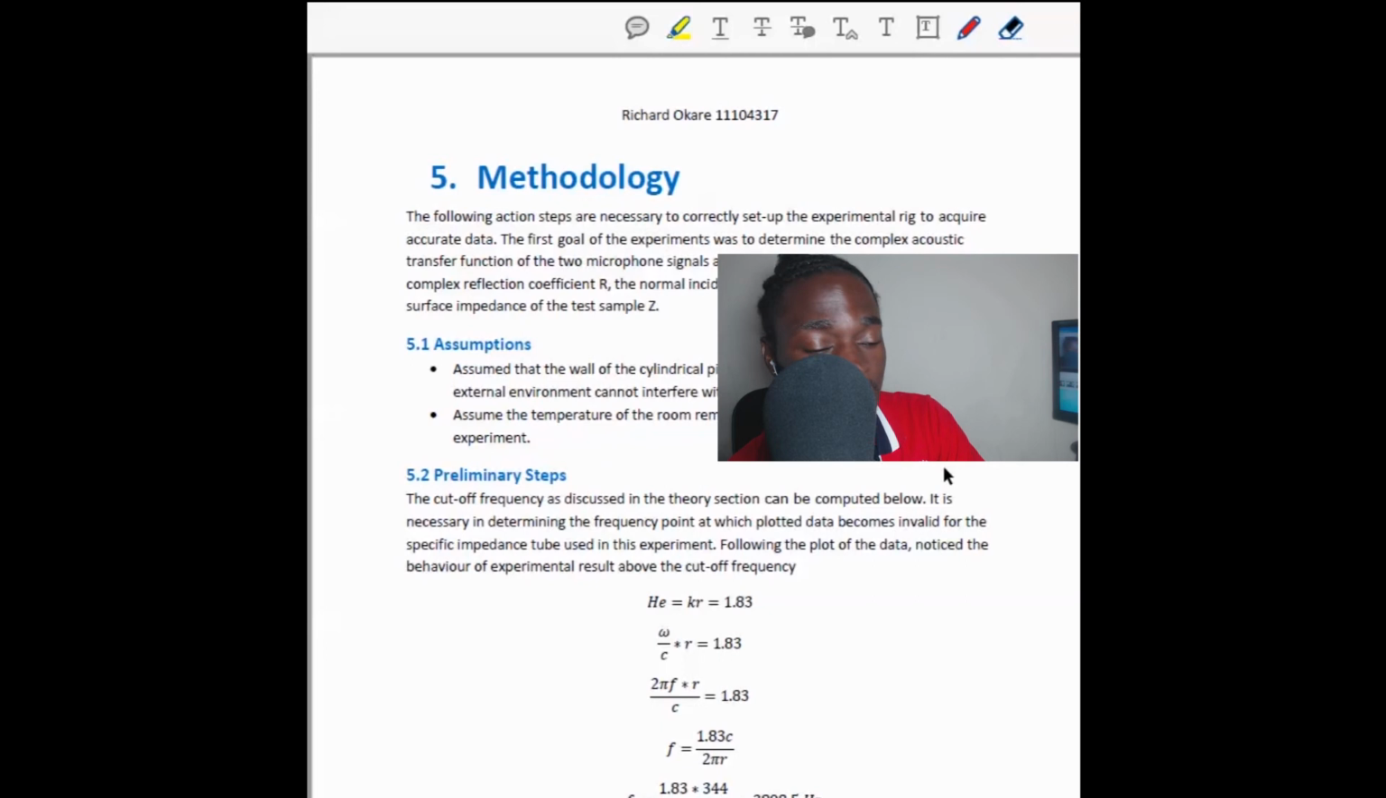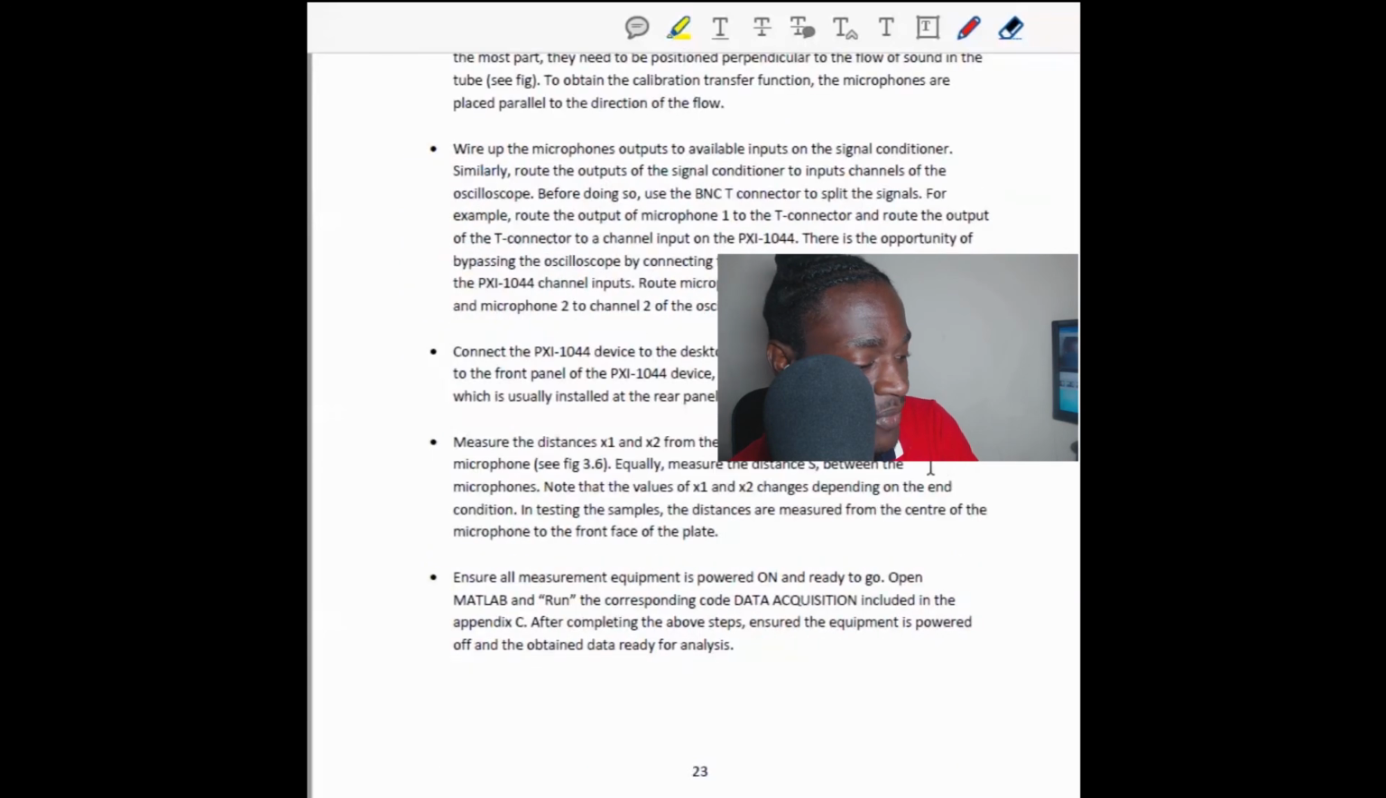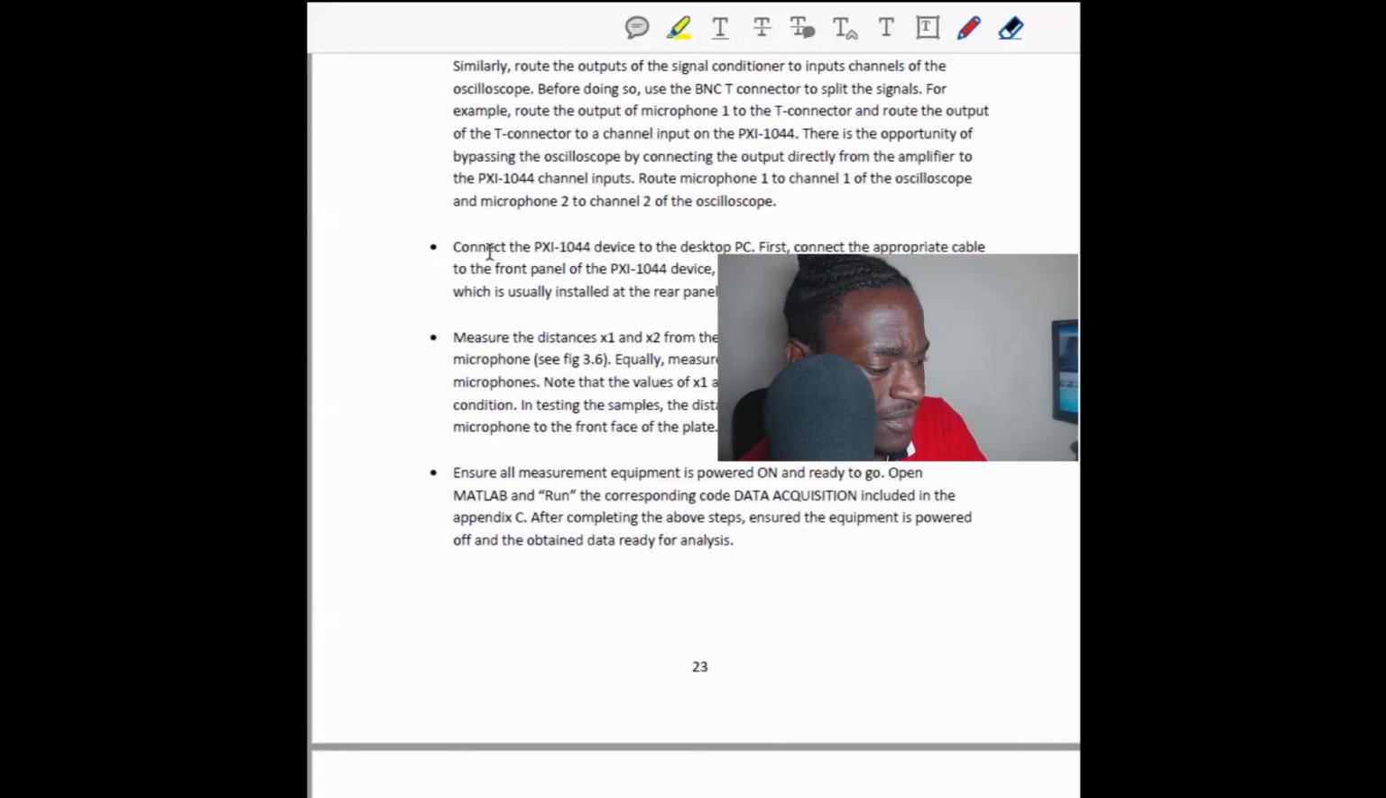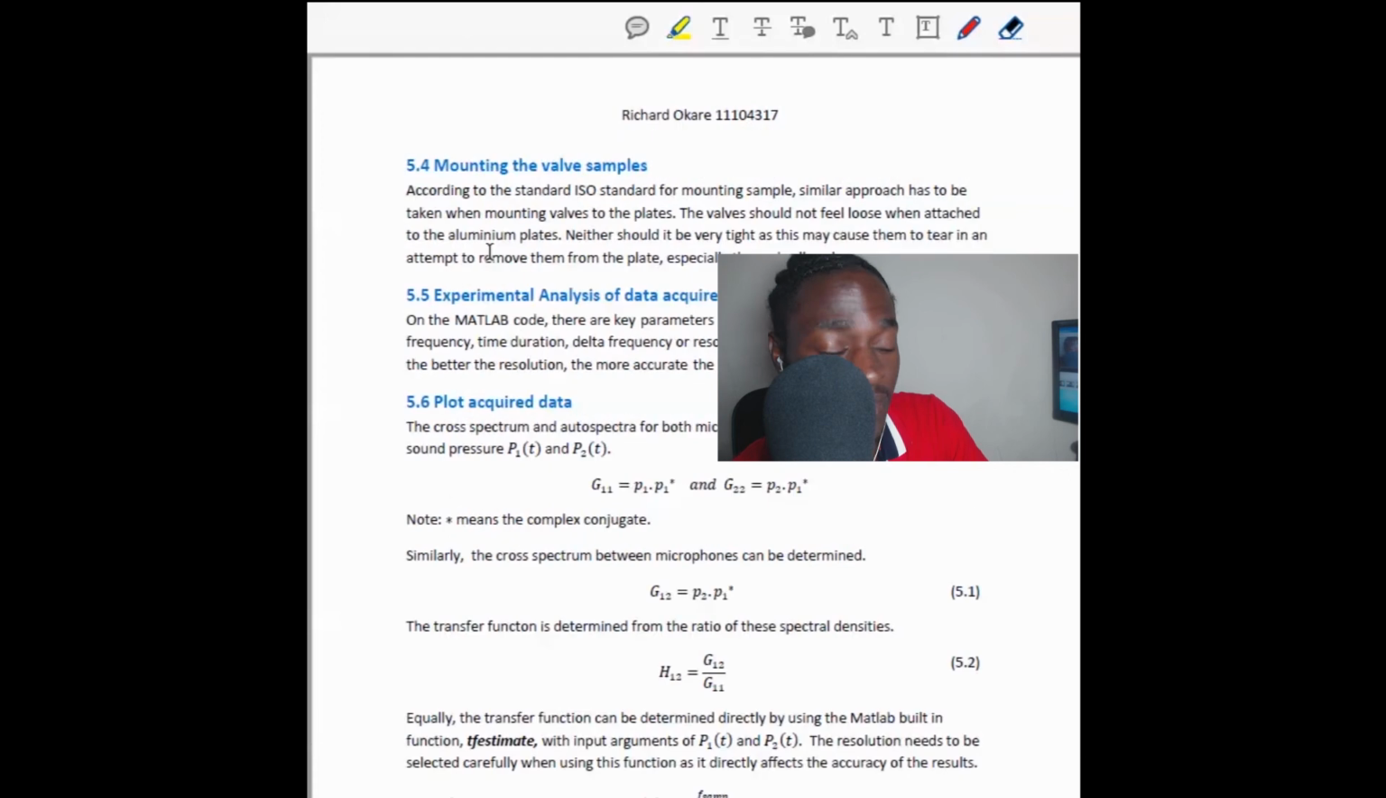Then we go into the methodology. The methodology is essentially how you went about carrying out this process so that someone else can recreate it. Again, for me, I have about 10 steps that you could carry out and follow through to recreate the process exactly where I left off.